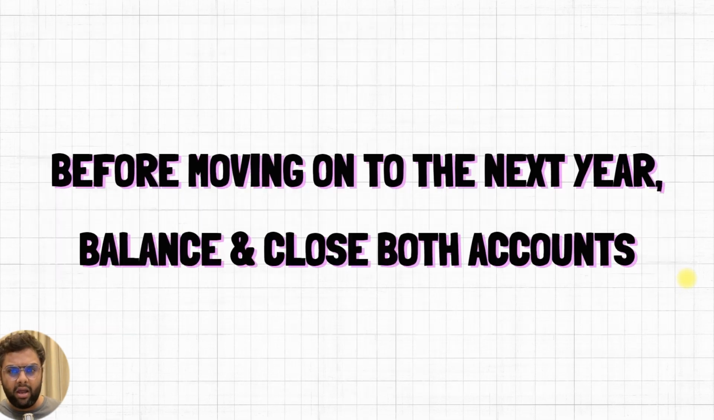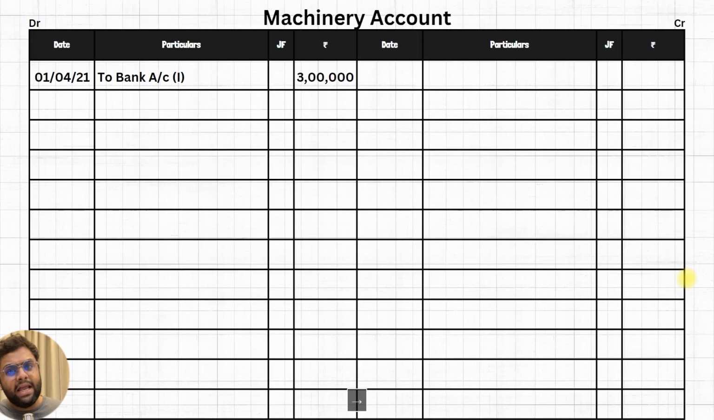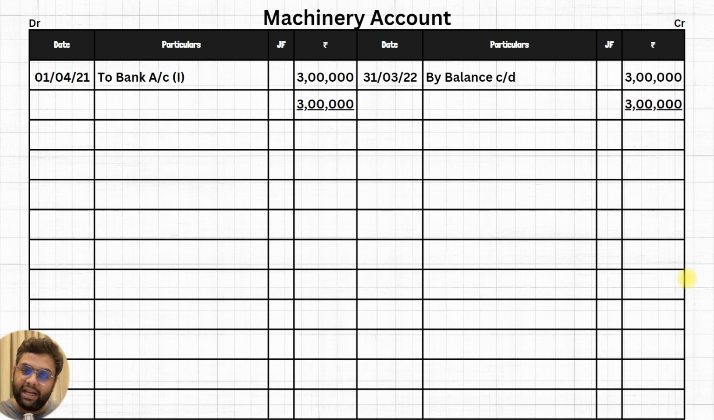The year is over. Now what? Before moving on to the next year, we have to close both machinery and PFD accounts. Let's first go to the machinery account. Debit balance clearly because debit side is heavier. Let's write the heavier total on both the sides and the difference on the lighter side. 31st March 22, by balance carried down 3 lakh. This closing balance becomes opening balance in the next year, 1st April 22, to balance brought down 3 lakh.